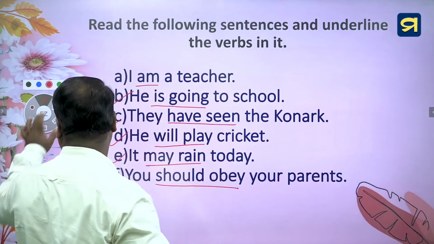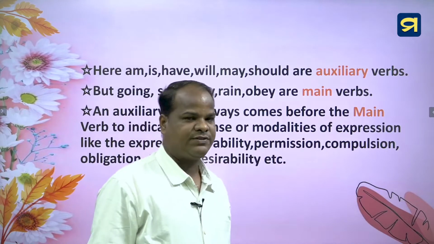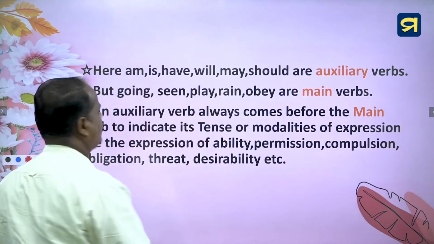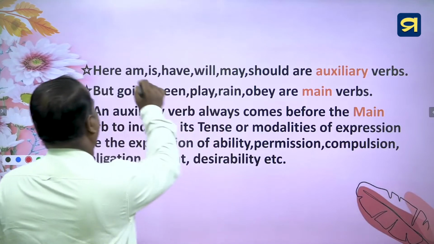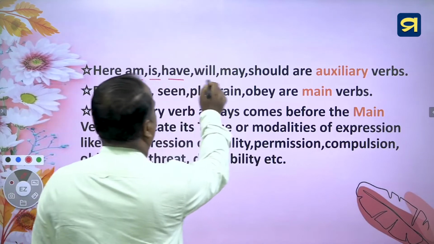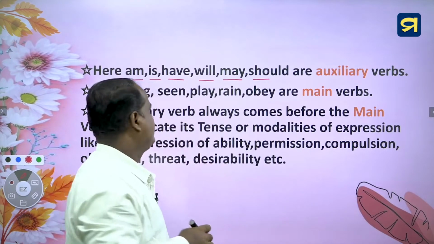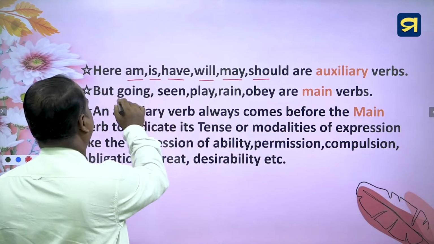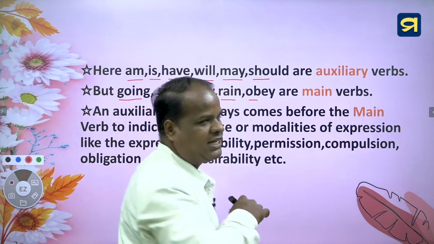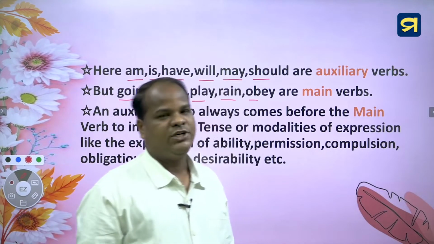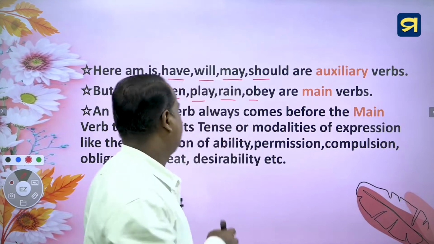Dear students, let's know about the verbs. From the sentences we came to know that am, is, have, will, may, should are the auxiliary verbs. Again, going, seen, play, rain, obey are known as the main verbs, which we have studied in chapter 2 of our English grammar class 9th.